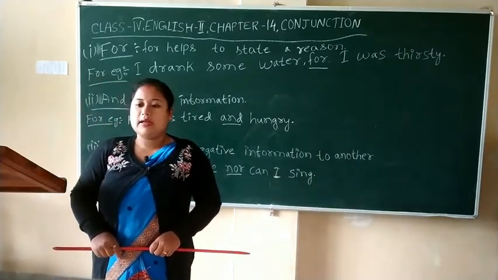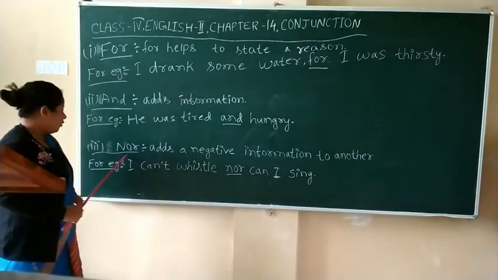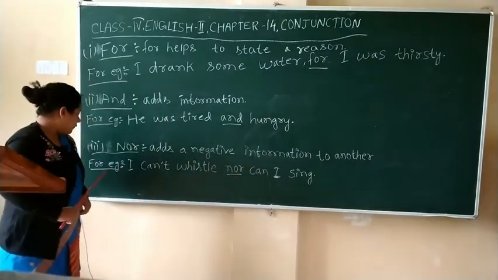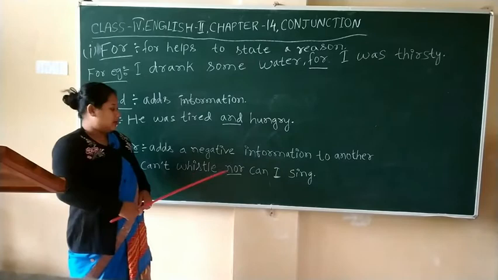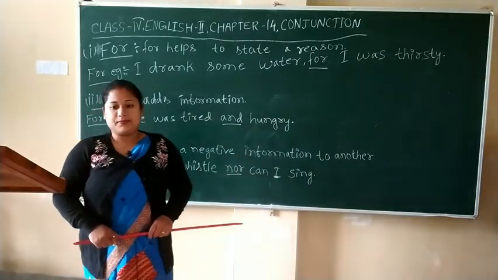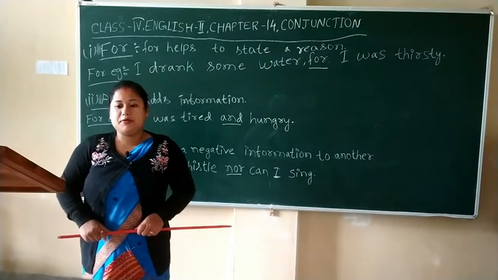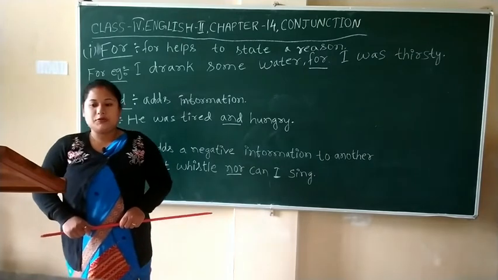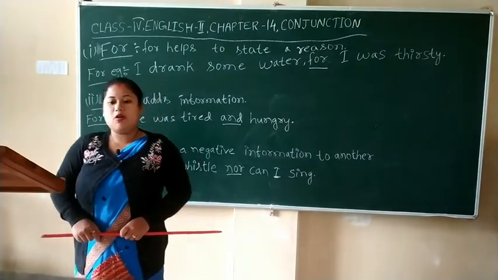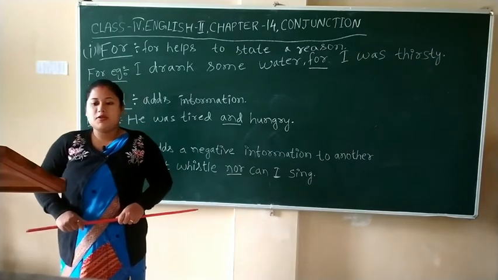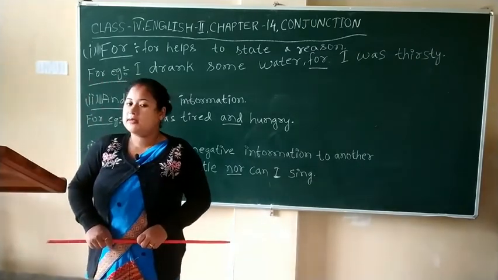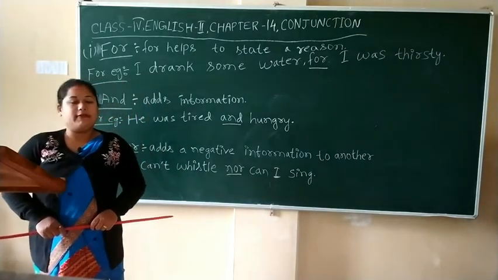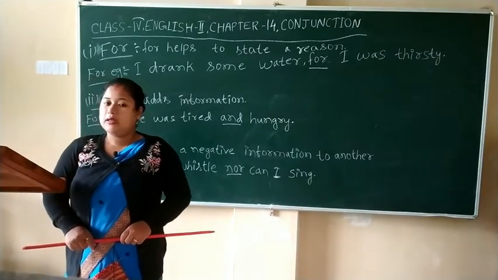The other coordinating conjunction is nor. Nor adds a negative information to another. For example, I can't whistle nor can I sing. Here, nor is used to convey that I don't know how to whistle or how to sing. Uses of nor. Nor can also be used to join two negative sentences. The conjunction nor adds one more piece of negative information to another piece of negative information.